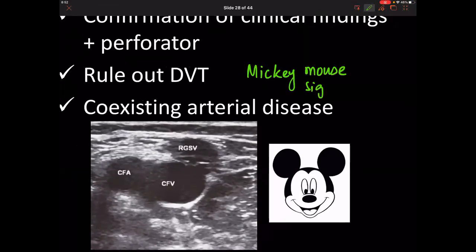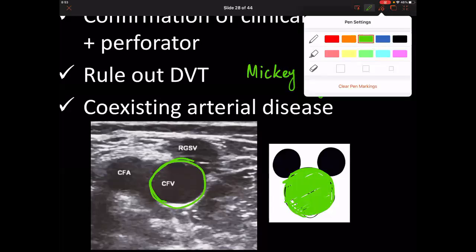Bailey Love again. Now, this is the face of the Mickey. When I draw the face of the Mickey, what is the structure that I am trying to represent here? Common femoral vein. Okay. Now let us draw the other.